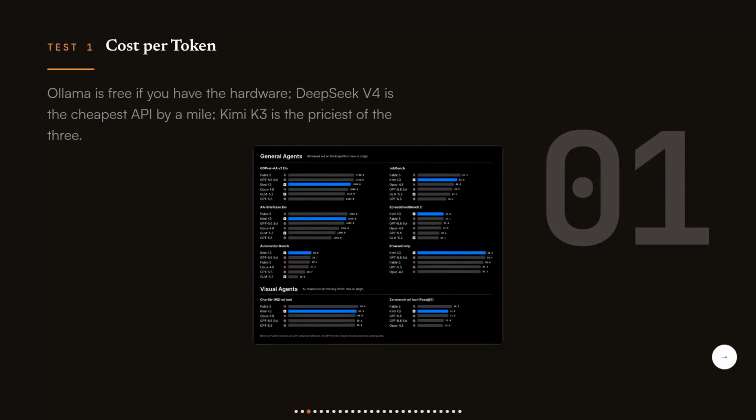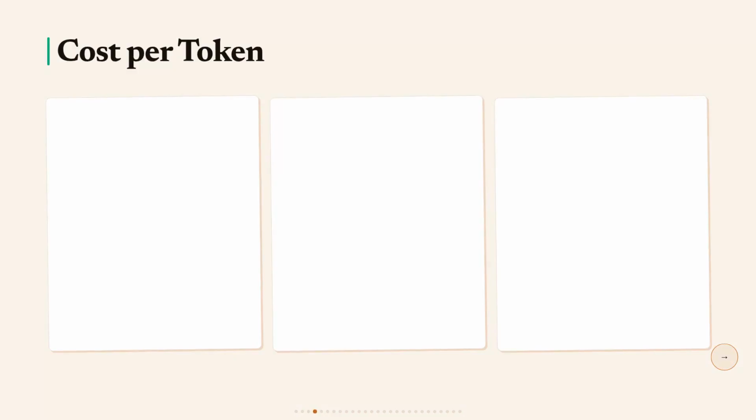Ollama is free. Not free tier, free, actually free, because you're running the model on your own hardware, and there's no per token bill at all. That's the ceiling nothing else in this test can beat. But once you leave local hardware and start paying an API, the gap between Kimi K3 and DeepSeek V4 is enormous. According to official pricing, Kimi K3 charges $3 per million input tokens and $15 per million output tokens.